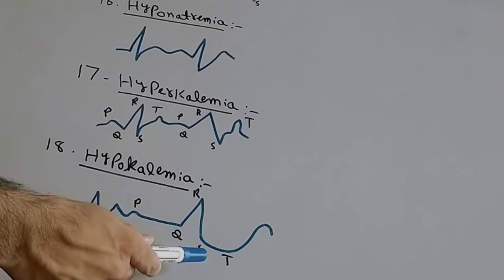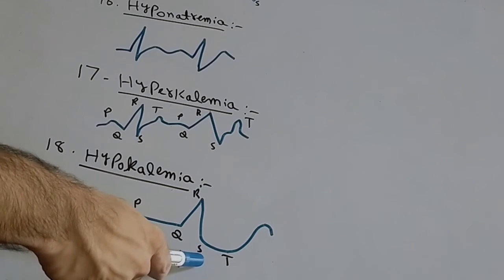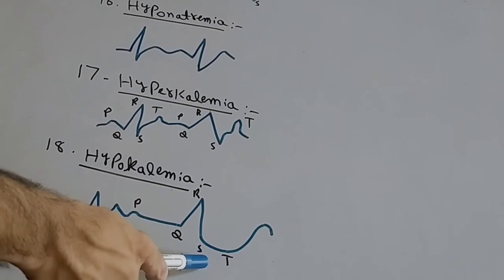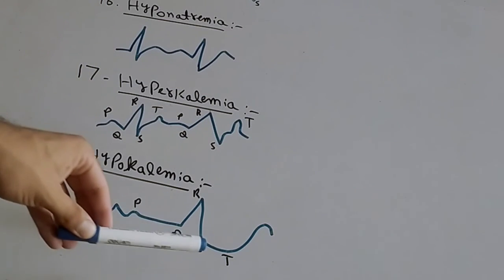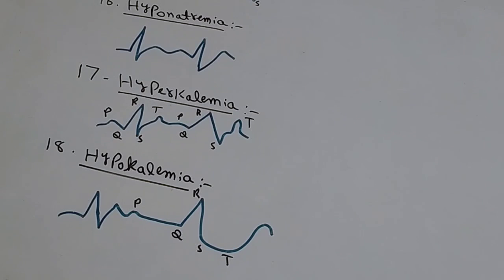So we can see the depressed ST. We are witnessing the depressed ST wave. Why? Because rapid repolarization is occurring, because potassium ions are very much less in the ECF. So potassium ions are moving from the cell into the ECF at a rapid pace. That's why rapid repolarization is occurring, and we are witnessing the depressed ST wave. So this is hypokalemia.